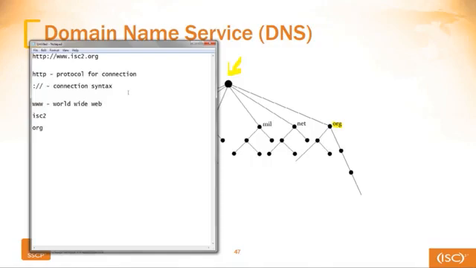Then we have ISC2, which is part of the namespace, and this part is actually a second level domain. And we have org, which is also part of the namespace, but it is going to be a top level domain. Let's just paste that in there.